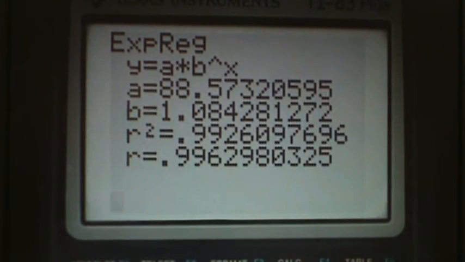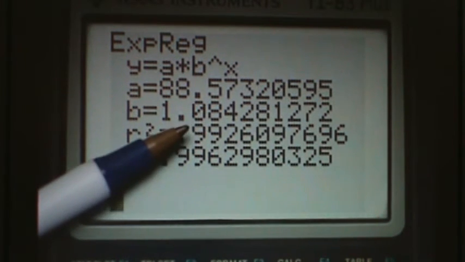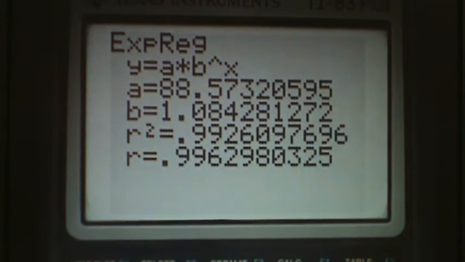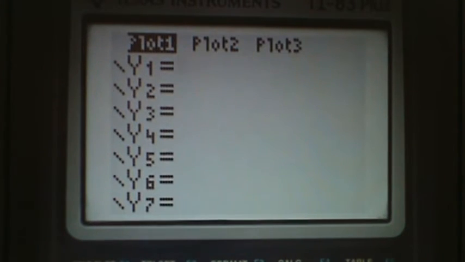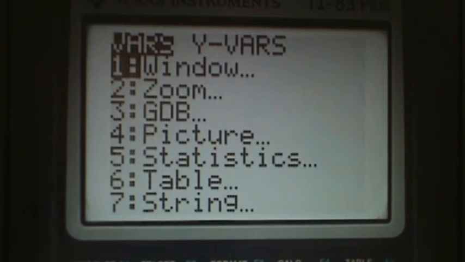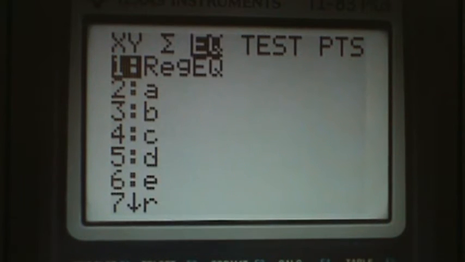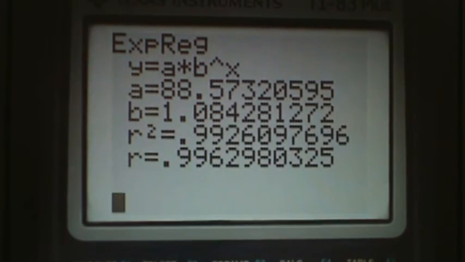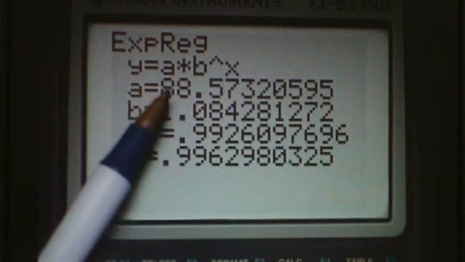Now diagnostics is on here, and I have my R squared and my R values here, and notice that they're pretty high values. They're pretty close to 1. We ought to get a very good fit here for the information. Let's press Y equals and get the calculator to input this equation for us. I'm pressing vars and then down to item 5, statistics, right arrow twice, enter, and here's the equation on board. Now, by the way, I'm pressing second quit here to get back to this. The A value is 88.57.